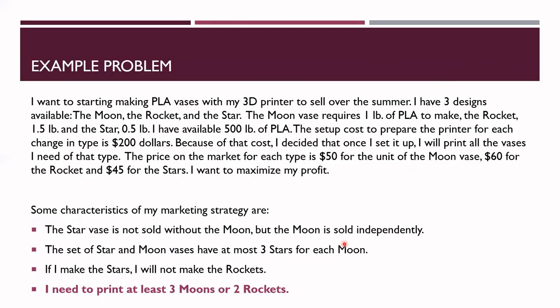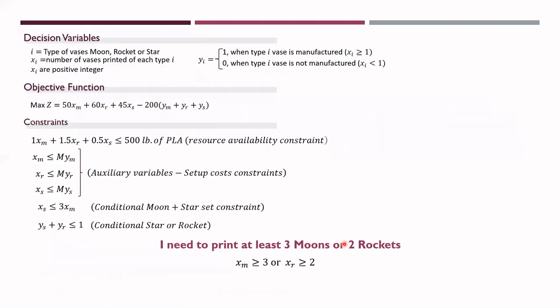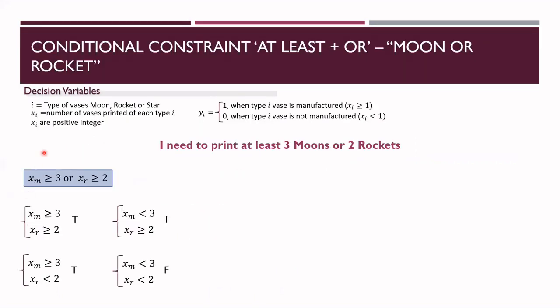So the last one is, I need to print at least 3 moons or 2 rockets. This can be represented by xm greater or equal than 3 or xr greater or equal than 2. In this example, I decided to make it a little different for you to see that you can model this and try to come up with the logic behind it in different ways. The only way that the statement is going to be false is when both of them are not true. But when only one of them is true, I can work this out.